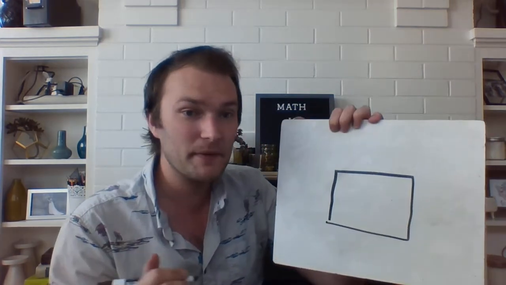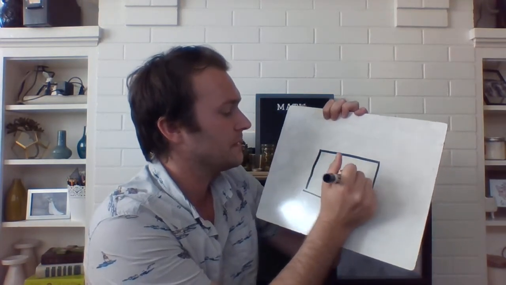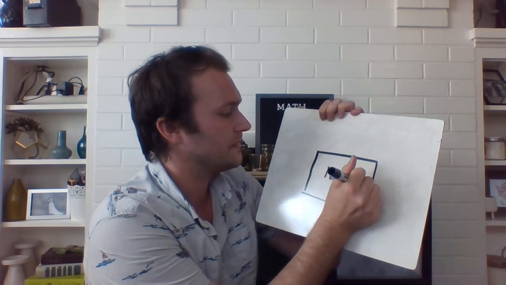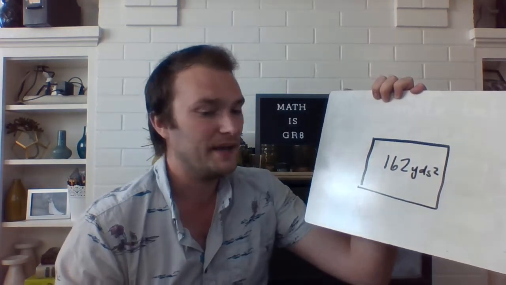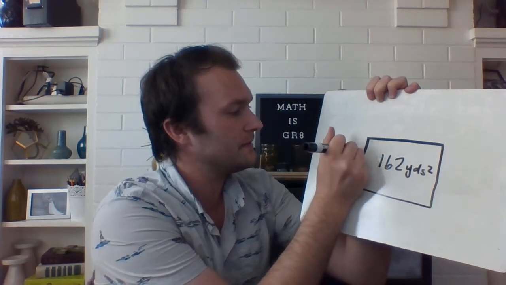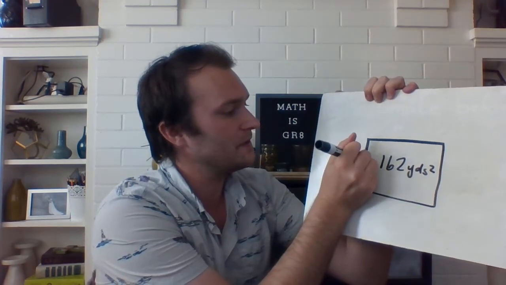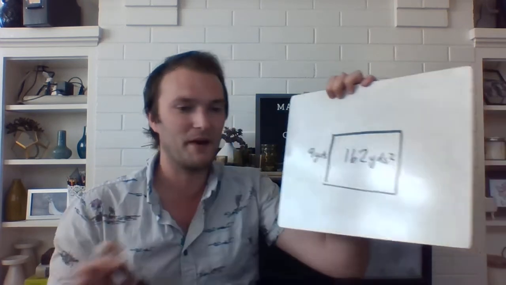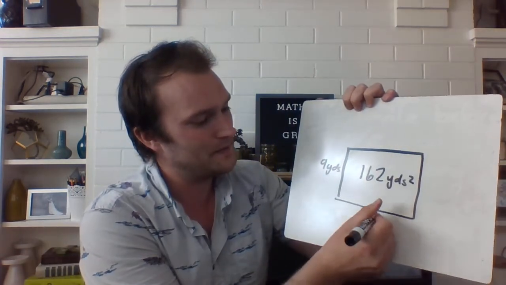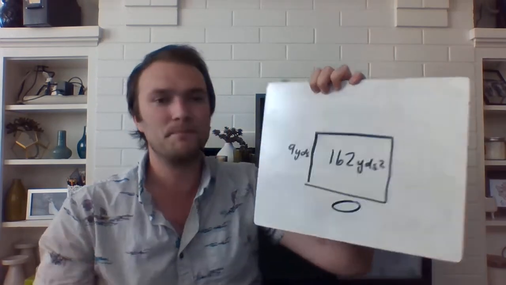I know that the area of my rectangle, like I said, is 162 yards. It's area, it's yards squared, and I know one dimension is 9 yards. You'll notice I'm including my units. We talked about that in our last video as well. Make sure you got your units on there. And I'm trying to figure out what this dimension is going to be.